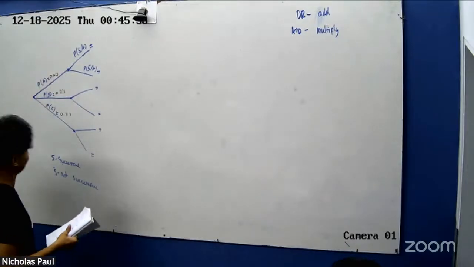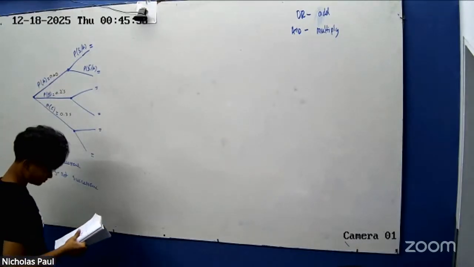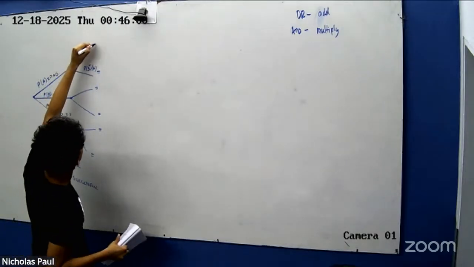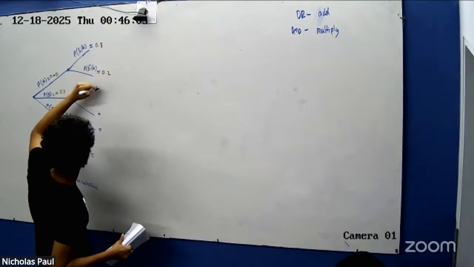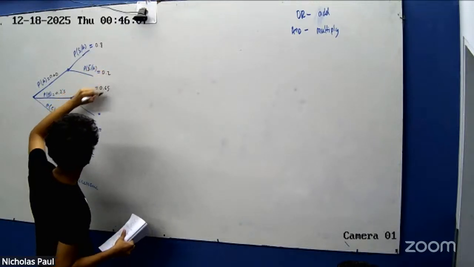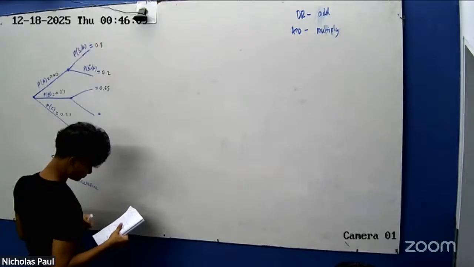Right, next one. Successful on E. That correct? Successful is 0.8 for E? Yeah. Okay. 0.65. What's the next one?